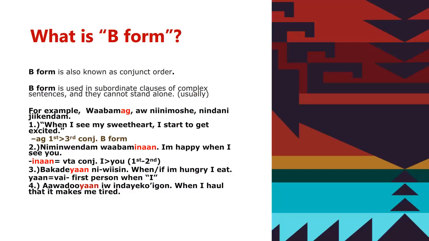For example, if you want to say, "When I see my sweetheart, I start to get excited," you'd say, "Wabamag au ninimoshe nindani jikandam." Notice the difference when you have an A-form verb. When you use A-form, the verb will have a prefix attached, and when you use B-form, you'll have a suffix attached to the verb instead.